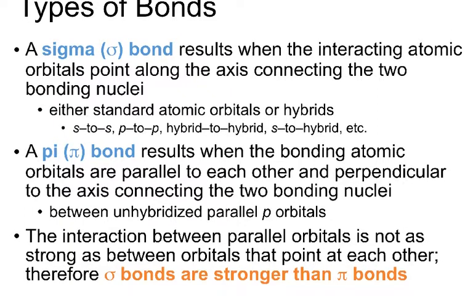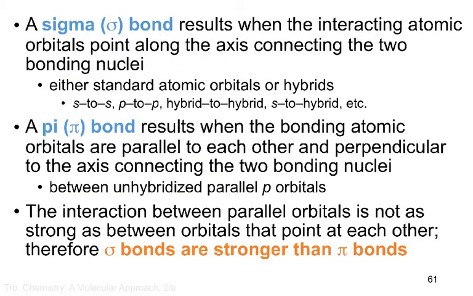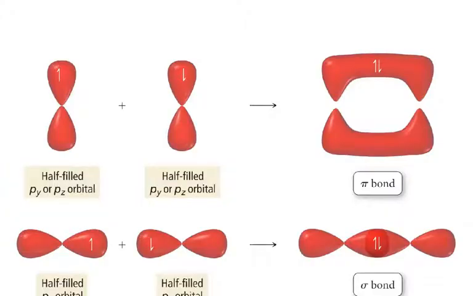A pi bond is when they're parallel to each other and perpendicular to the axis, and that only happens between unhybridized parallel p orbitals. So to get a pi bond, you need a p orbital. Now, this should be pretty straightforward that the interaction between parallel orbitals is not as strong as that between orbitals that are pointing at each other and overlapping. So sigma bonds are stronger than pi bonds.